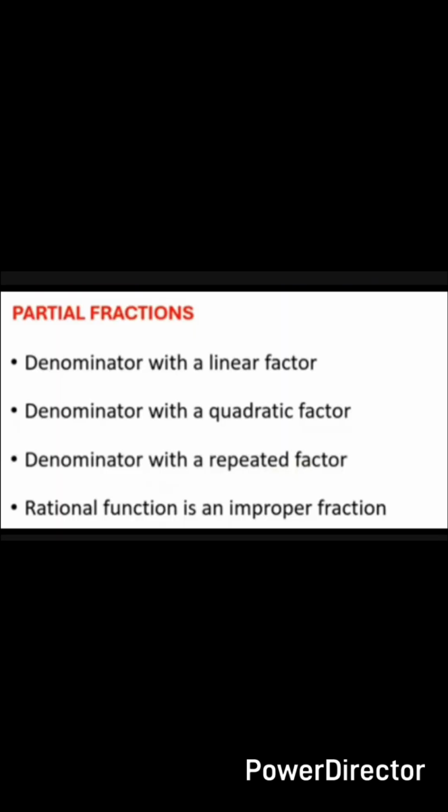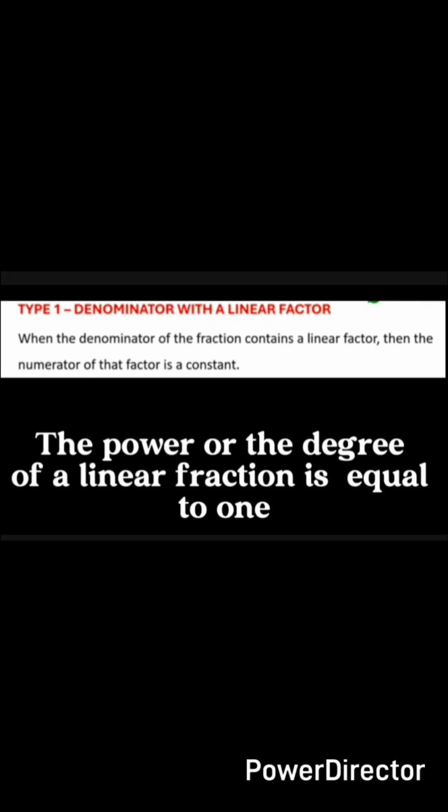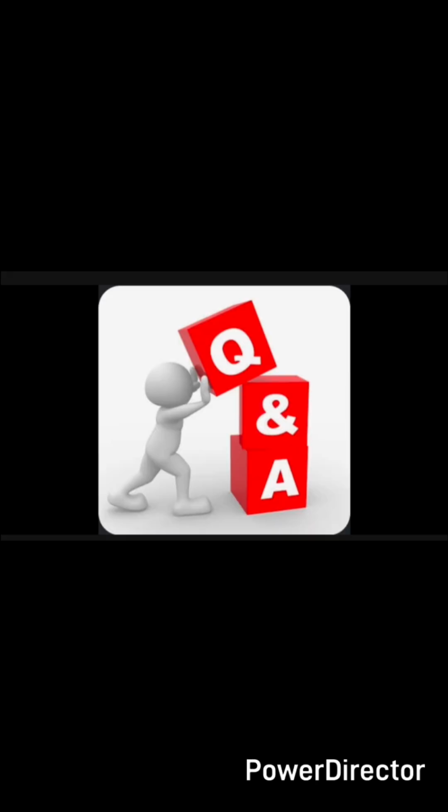Now, partial fractions are in 4 distinct forms. When the denominator is a linear factor, when the denominator is a quadratic factor, a repeated factor, and then an improper fraction. Let's begin with when the denominator is a linear factor.